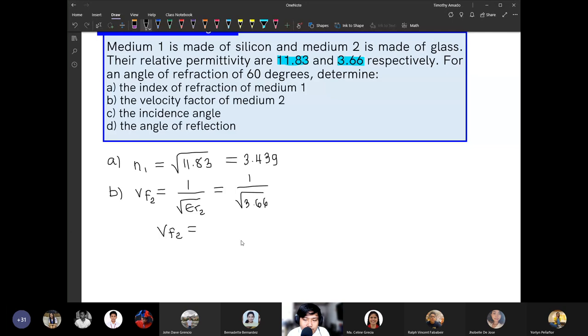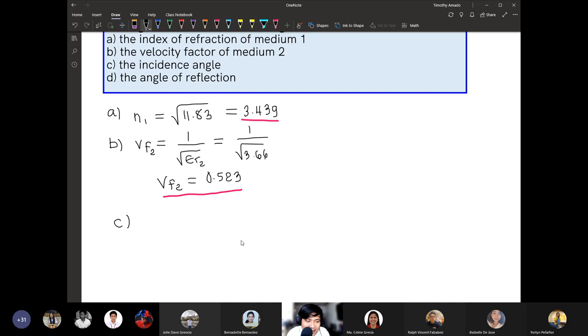Okay, we have 0.523. Okay, next. So, letter C. Okay, incidence angle. So, dito gagamitin natin si Snell's law. Okay, so anong formula ng Snell's law? Naalala? So, we have N1 sine theta 1, is equal sa N2 sine theta 2.